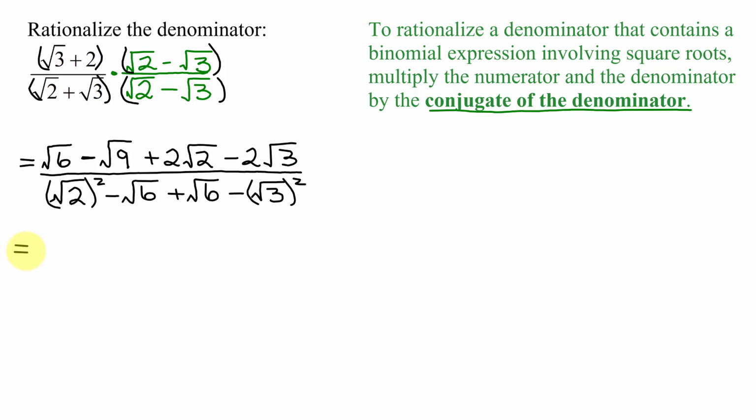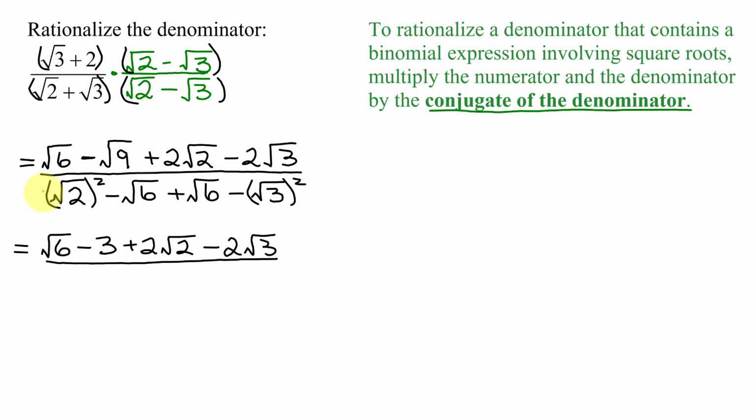Now, can I simplify any of the radicals in the numerator? The first term, the square root of 6, is in simplest form, minus, but the square root of 9 is not. The square root of 9 is 3. 2 the square root of 2 cannot be simplified, so I have plus 2 times the square root of 2 minus, and the last term, 2 times the square root of 3, also cannot be simplified.